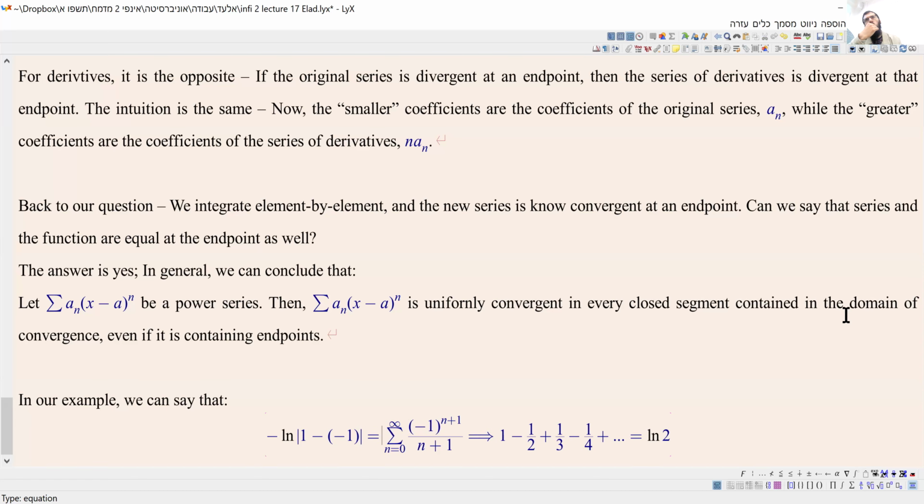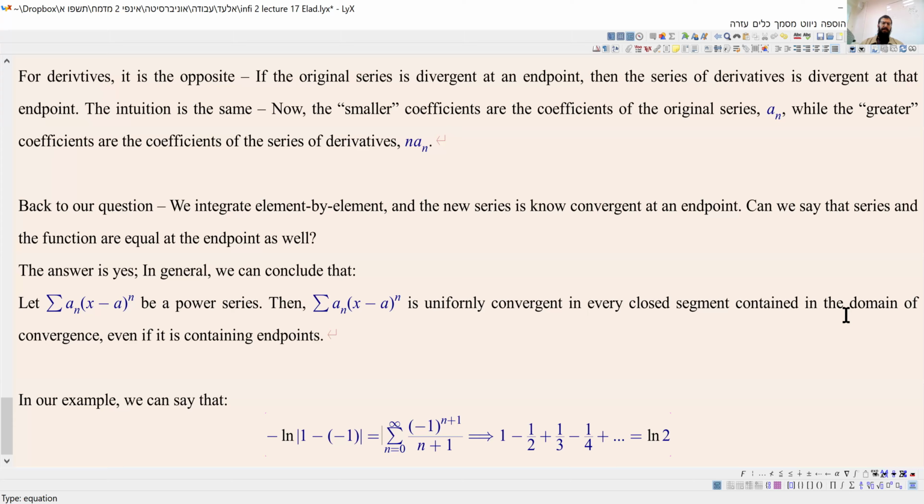So we're saying that the power series is uniformly convergent in every closed segment. What do you mean by closed segment? Including the endpoints, yeah, square brackets, and not the round ones. As opposed to what we said earlier. Earlier, we said that it is true for every closed segment that does not include the endpoints.